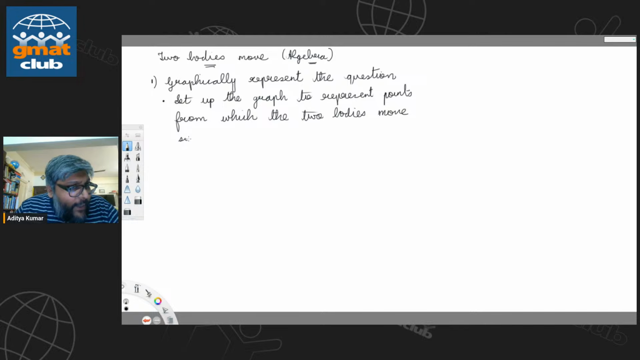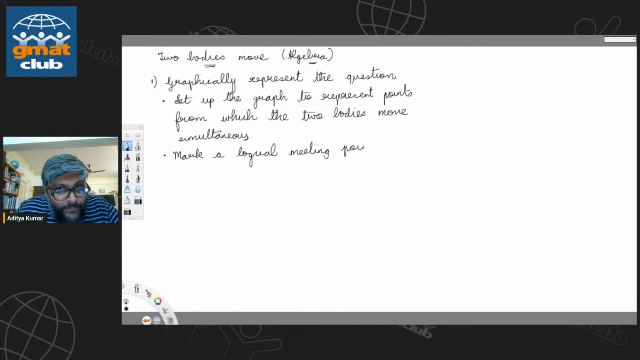Don't randomly draw it out, right? Try to set it up in such a way where, at some given point of time, the two bodies are moving simultaneously. Second, if the question deals with a point at which they meet, mark a logical meeting point in your graph. That's the first thing I would do. I have to attack these questions from a visual aspect first.